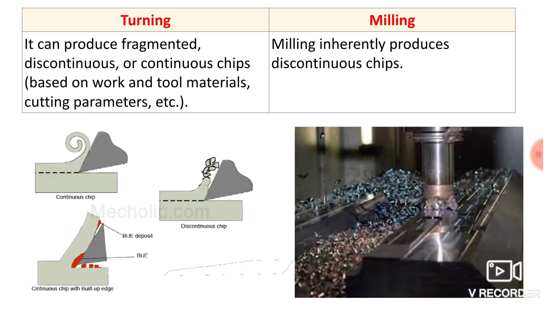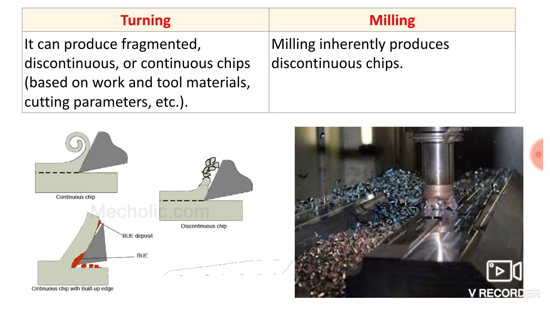Then the last point is, in turning, it can produce fragmented, discontinuous or continuous chips based on the work and tool materials, cutting parameters, etc. So in turning operation, either you will be getting fragmented, discontinuous or continuous chips. It depends on the type of material that you are processing, then the type of tool material and the other cutting parameters. If you are processing a ductile material, obviously you will be getting continuous chips. If you are machining a brittle component, then you will be getting discontinuous chips.